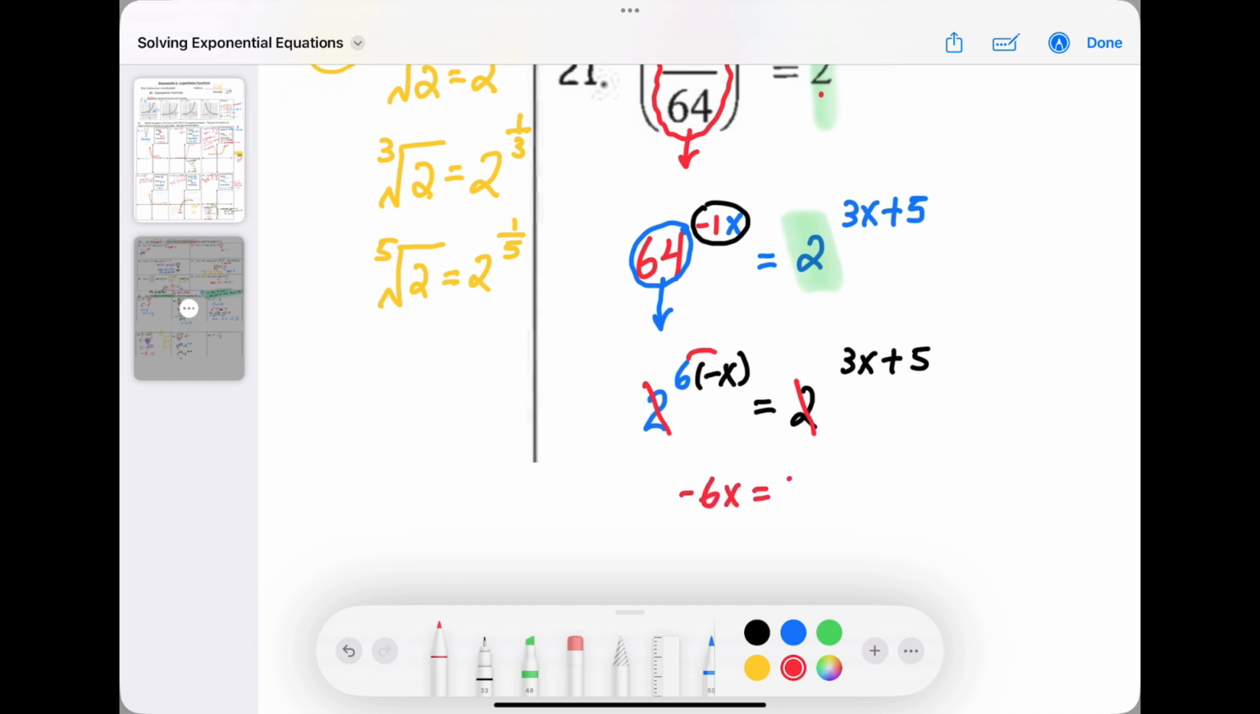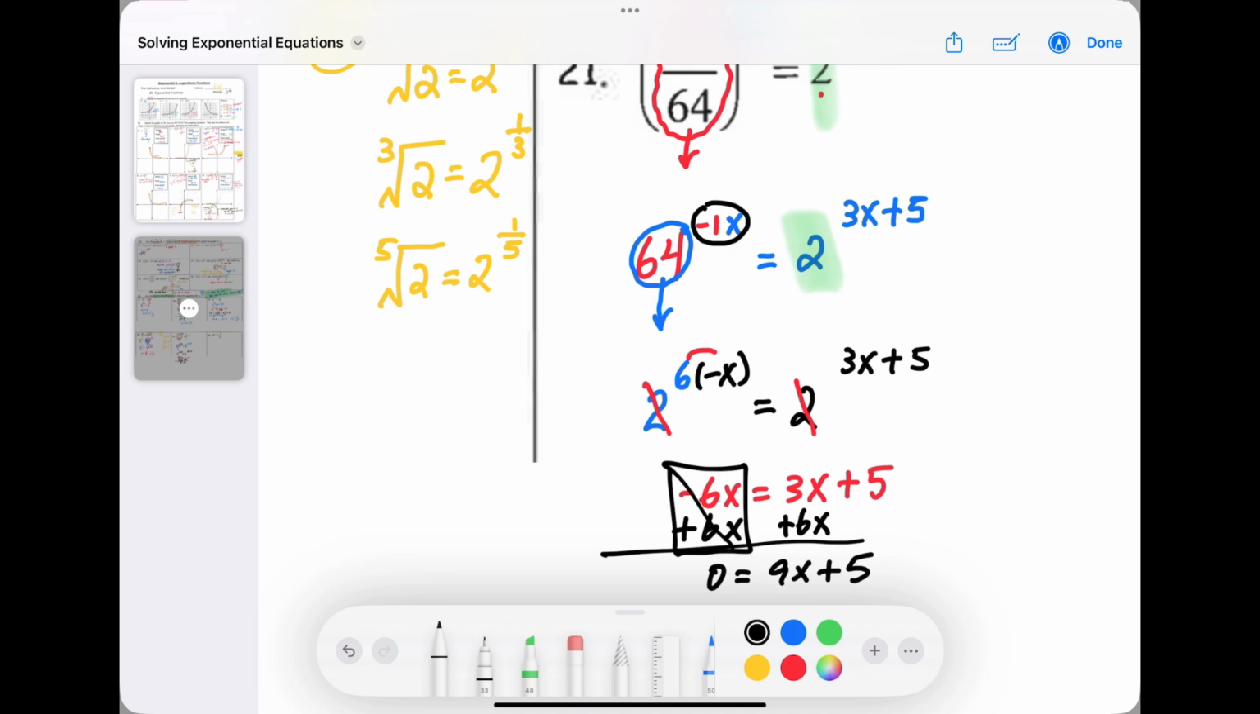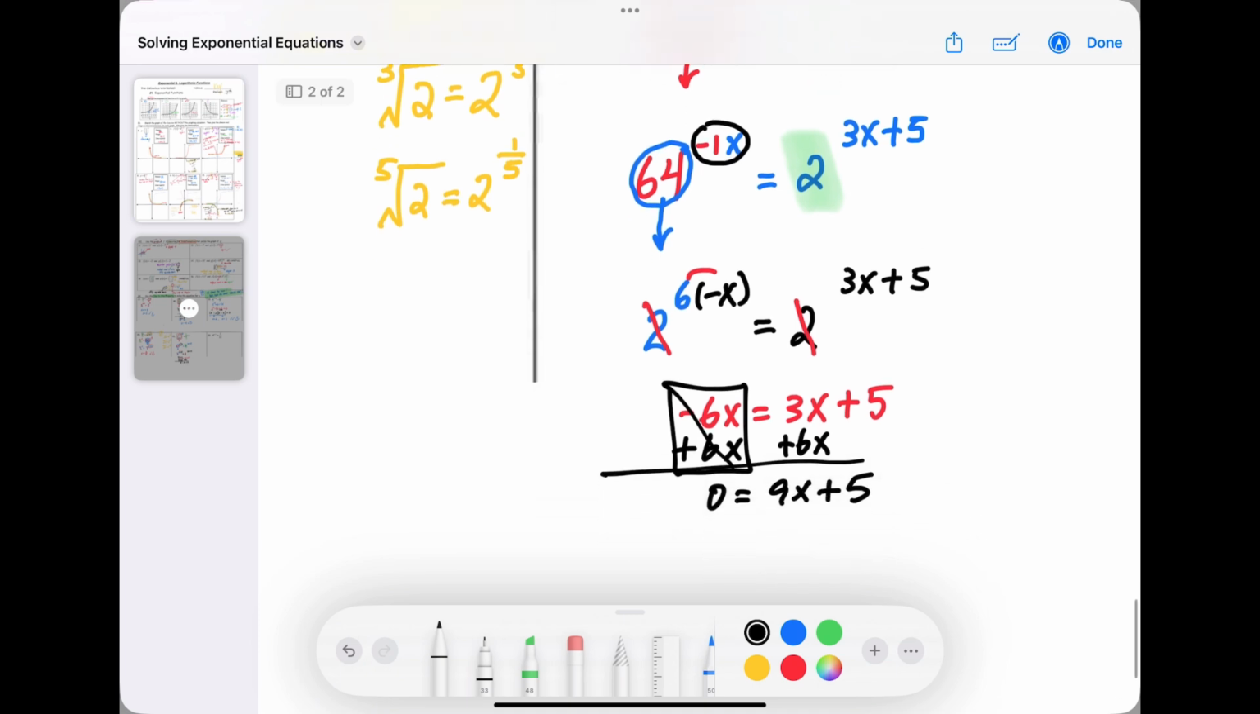Very good. Now, what do we left? We got negative 6x. It's equal to 3x plus 5. Housekeeping. So you can say that as both sides plus 6x. Very good. Both sides plus 6x. That cancel out. I got 0 equal to 9x plus 5. Okay, what's my next step? Both sides I'm going to minus 5.